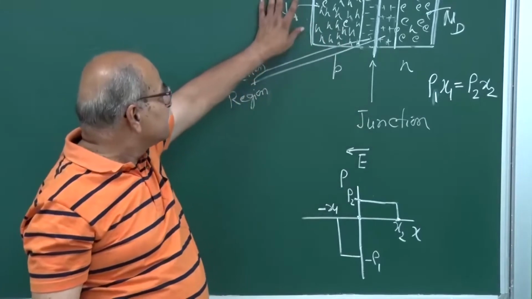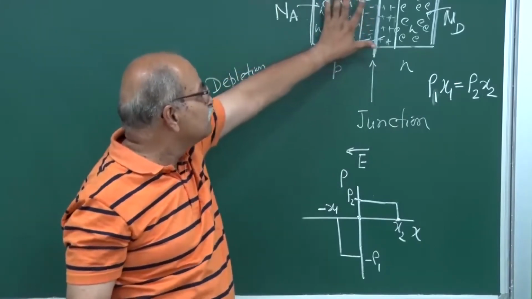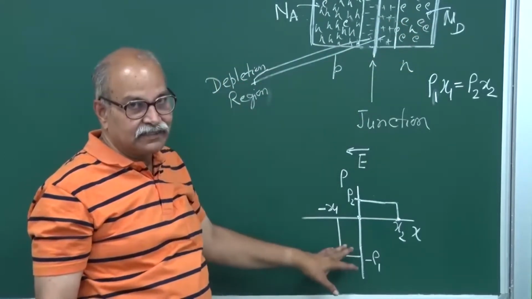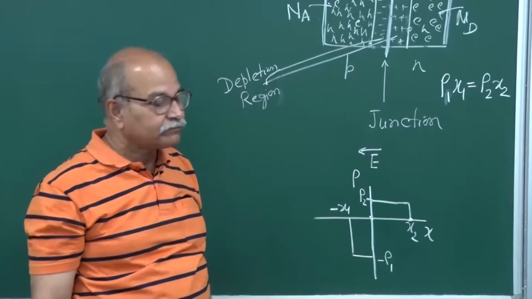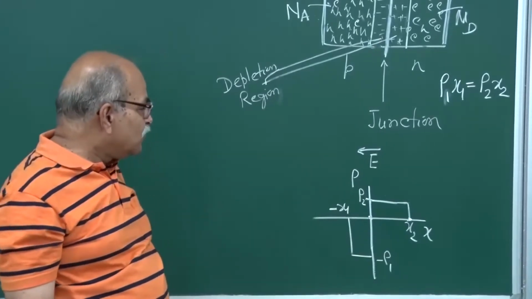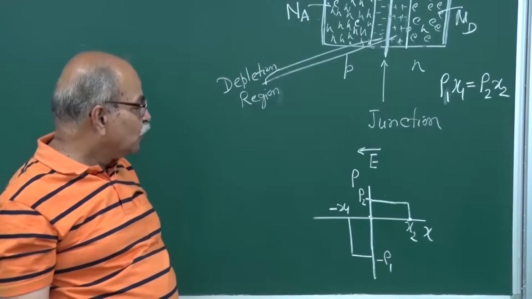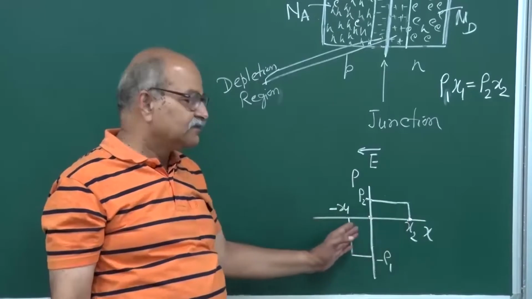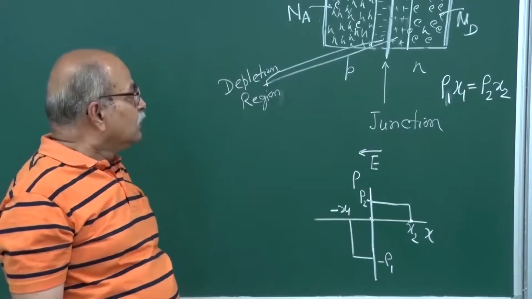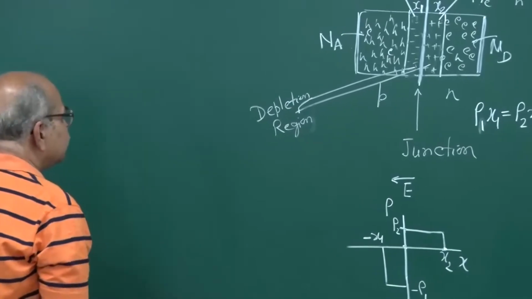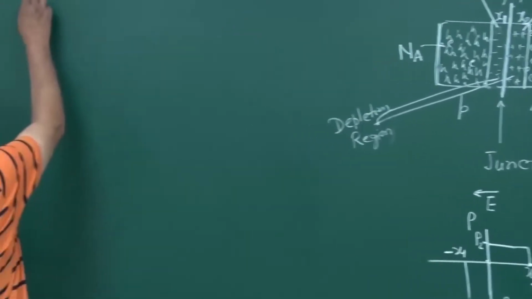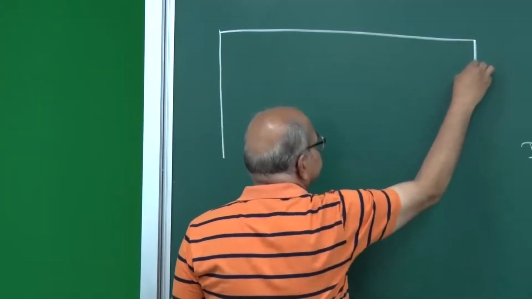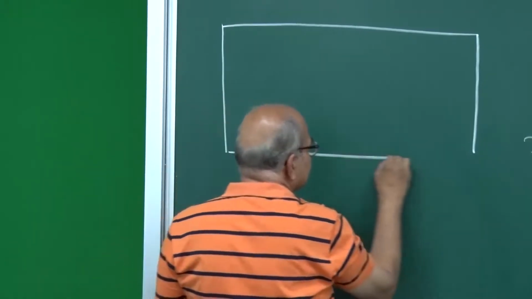If this dopant density is uniform in A and in D, it should result in this kind of charge distribution. So let me now calculate, if this is the charge distribution, what will be the electric field distribution? How electric field will vary as a function of x. So let me draw another diagram, and I am only now showing you the depletion region.